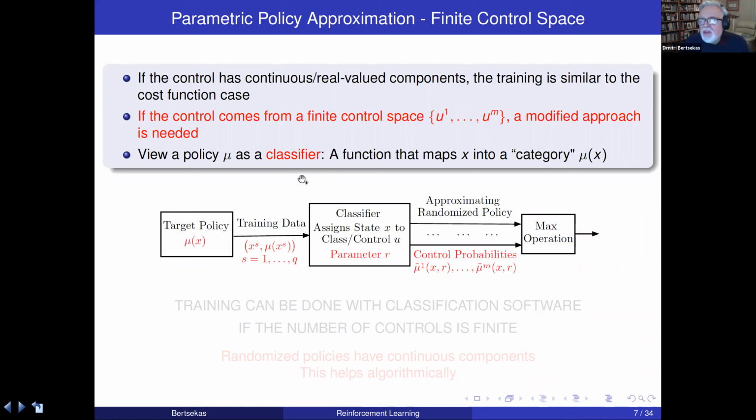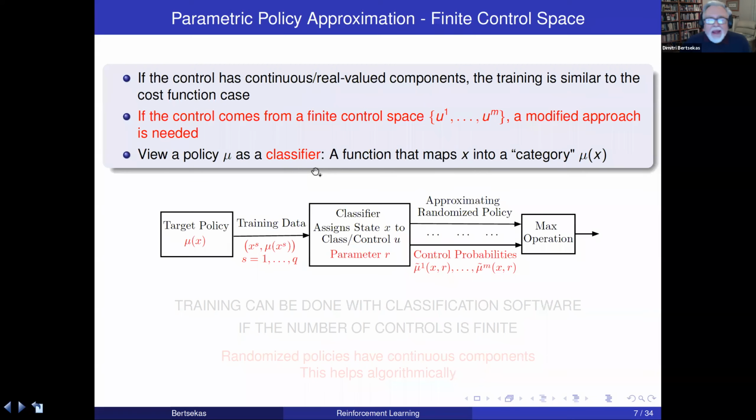Now, classification, or pattern recognition, as it's otherwise known, is an old technique. It dates back quite a few decades, and it's one of the first and most fundamental algorithms in machine learning. And therefore, it makes sense to use this classification experience and algorithms in the context of approximation in policy space.